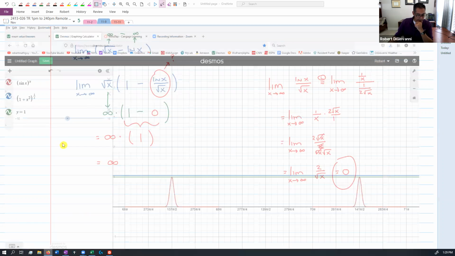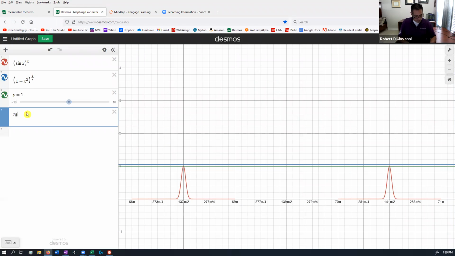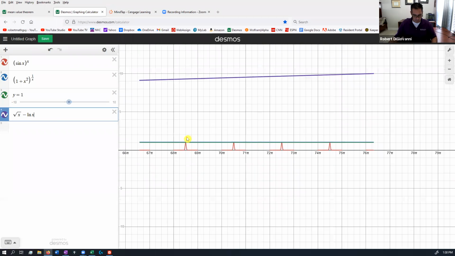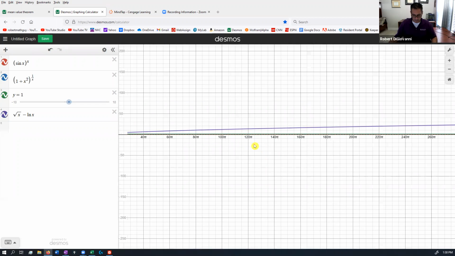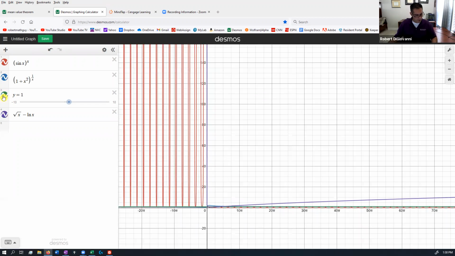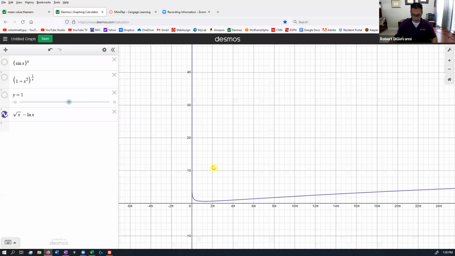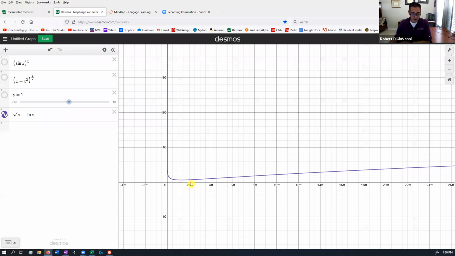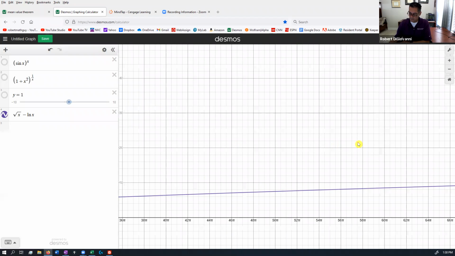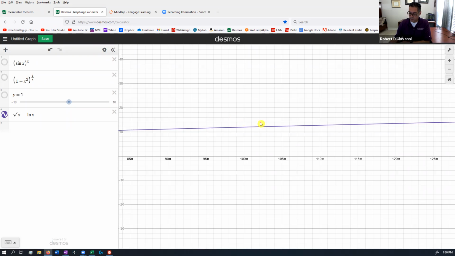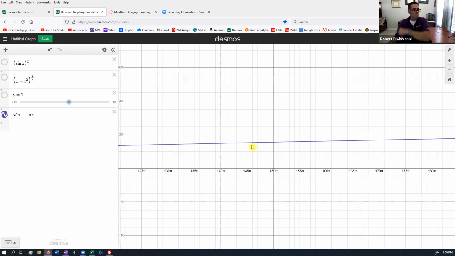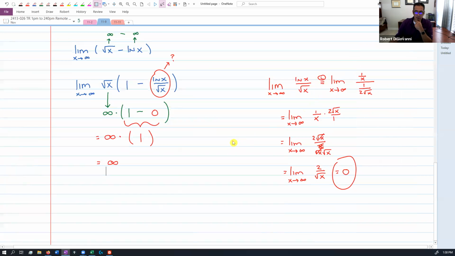Yeah, graph. You want to see the graph? Okay, so this one is square root of x minus natural log x. Let me turn the other ones off. So here's the graph of this, and we want to know what's happening as you go out to infinity. You can see as you go out to infinity, this thing starts to grow. And it just keeps growing and growing and growing. The further out you go, the more it grows. That's what we determined, right? Algebraically.